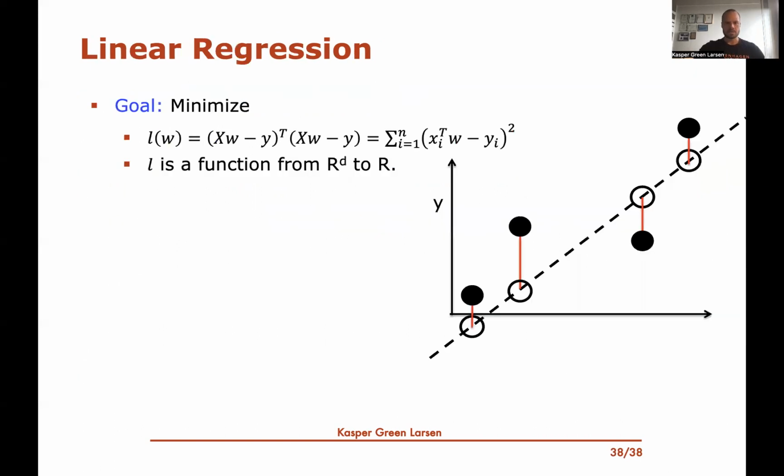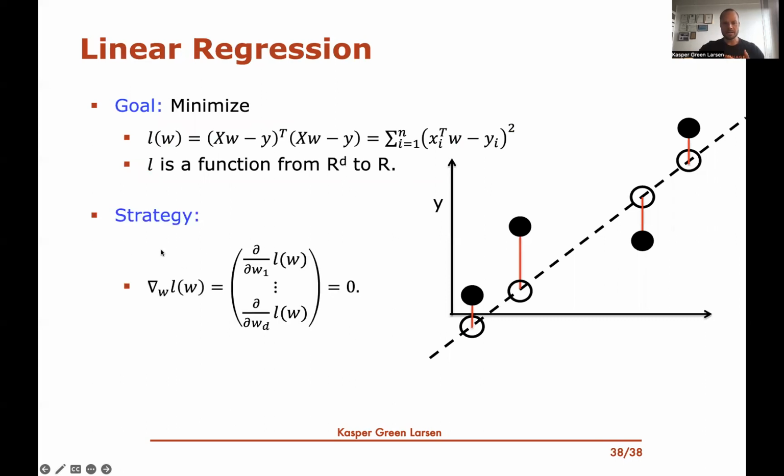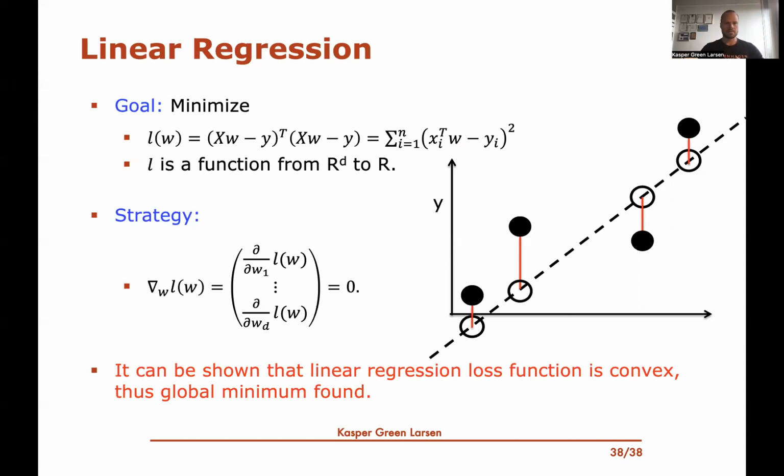Okay, so let me just conclude this part of the video by going back to linear regression that we saw in the previous videos. So in linear regression, we had the loss function here, where there's this sum of squares. So it was the sum over all the training examples of the inner product between xi and w minus yi, squared. So it's a function from R^d to R. And the strategy that we followed was to compute the gradient vector and set it to 0.